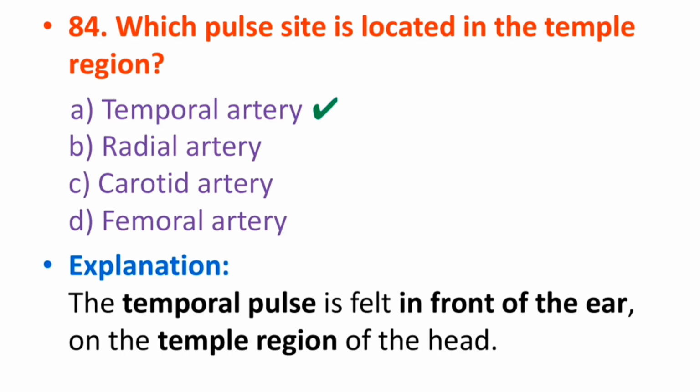Which pulse site is located in the temple region? Option A, temporal artery; option B, radial artery; option C, carotid artery; option D, femoral artery. The correct answer is option A, temporal artery. The temporal pulse is felt in front of the ear, on the temple region of the head.